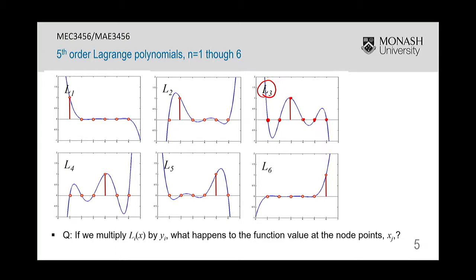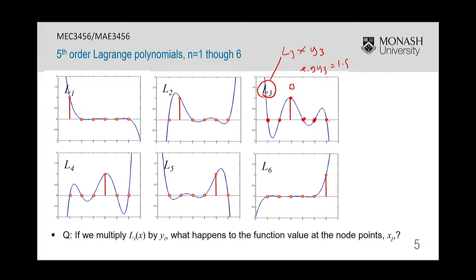So the question arises then, well, if we multiply Li by Yi, what happens to the function value at all of the node points? So if, for example, we multiply L3 by Y3, let's imagine Y3 is equal to 1.5, just as an example. What we're going to do is scale the L3 polynomial. So instead of being 1 here, it's going to be 1.5.